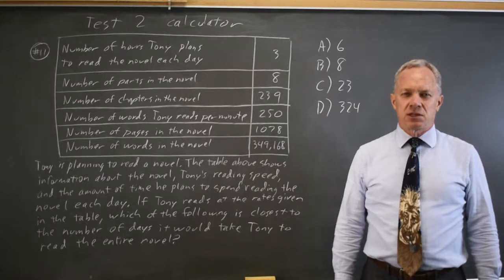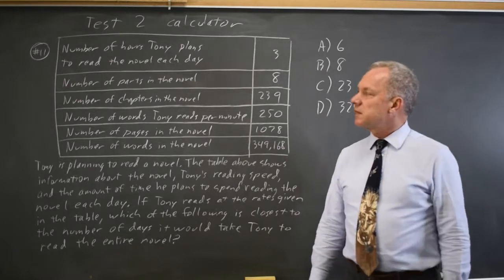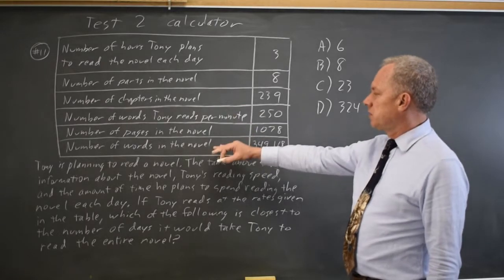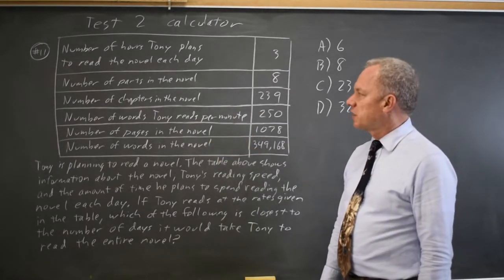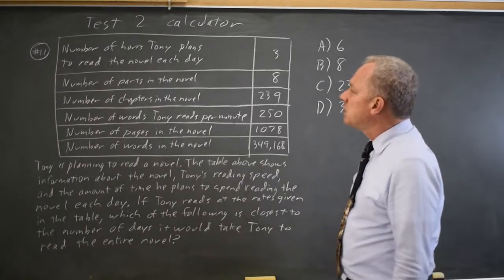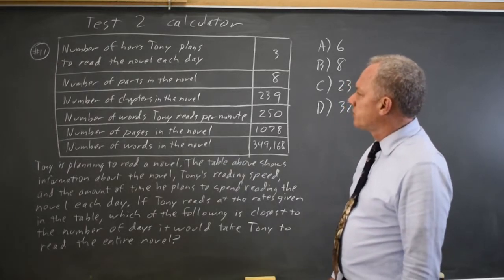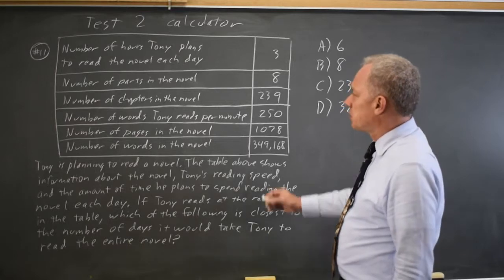This is calculator question number 11. College Board is asking how long it will take Tony to read this particular novel, given the information about the novel and about Tony's reading rate. There's a lot of extraneous information here, information we're not going to need.